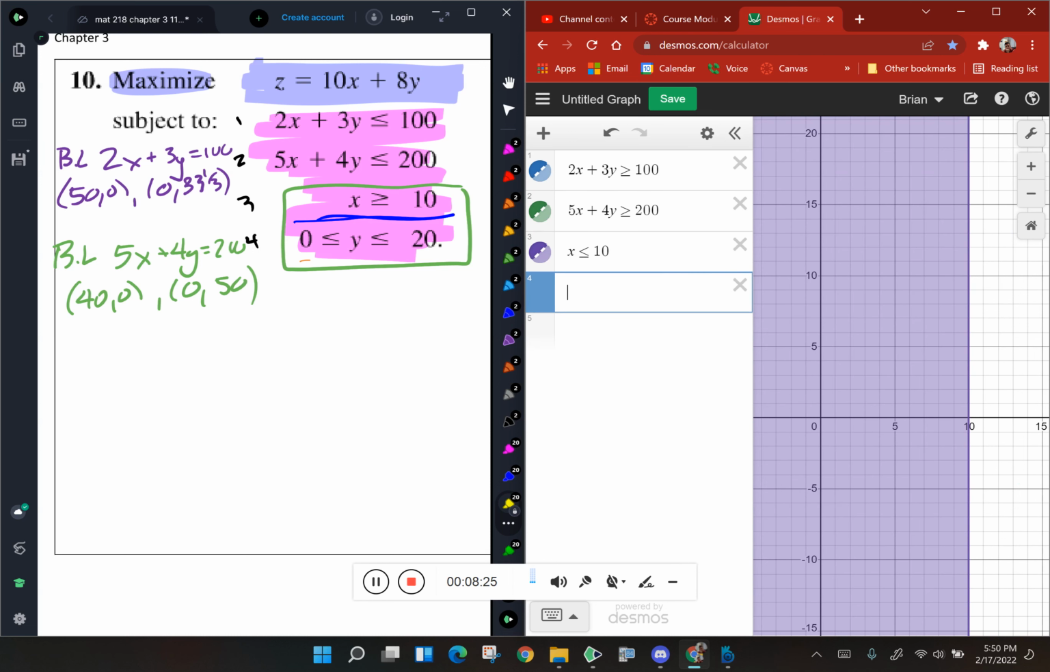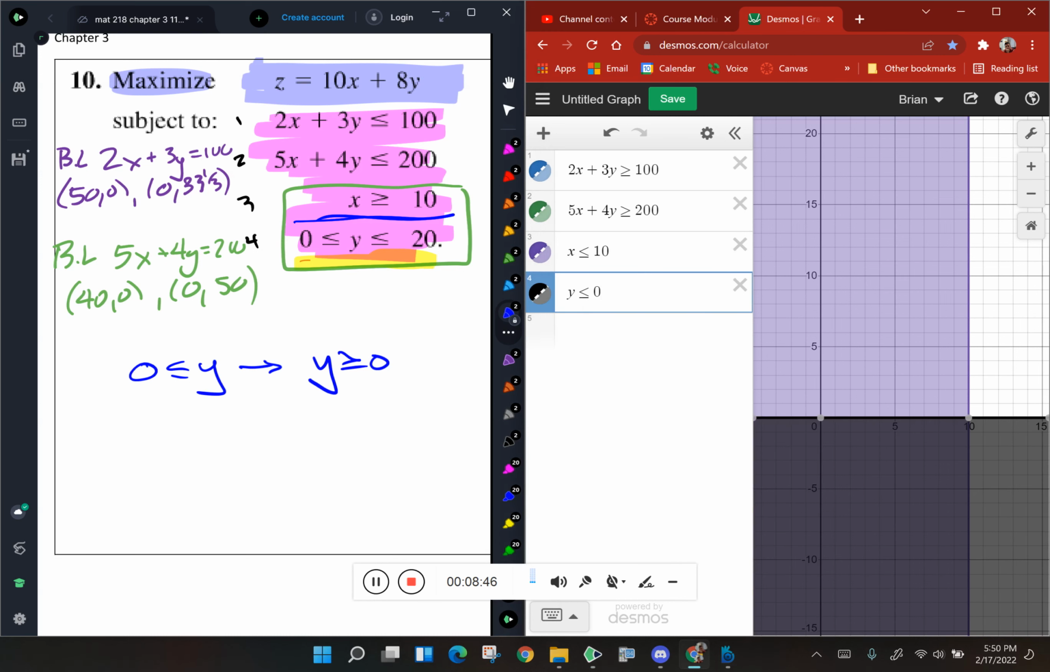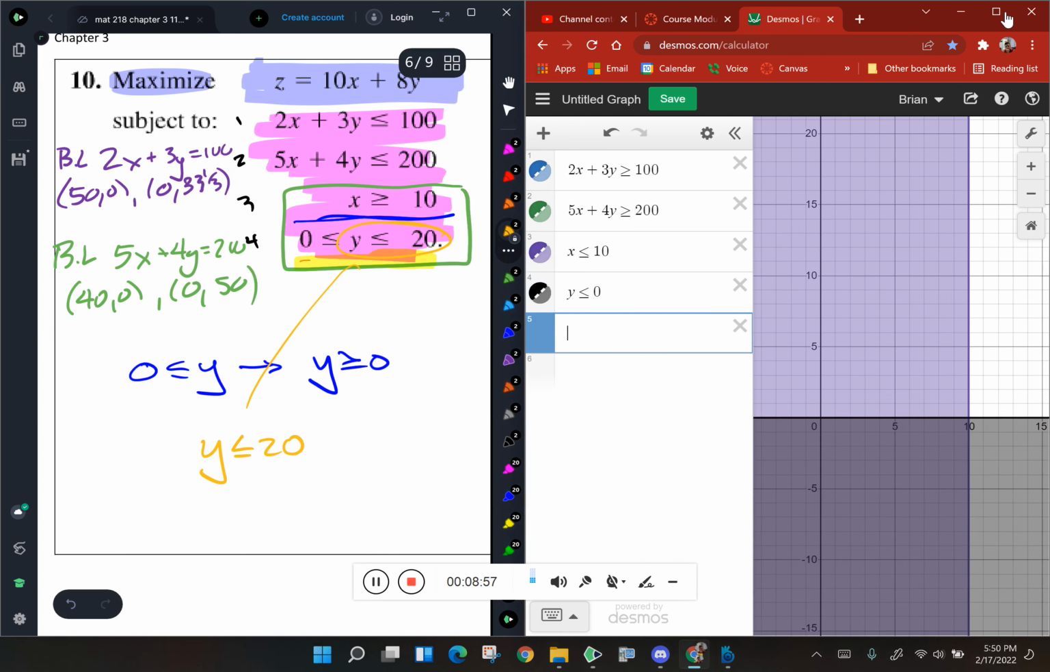Now my fourth inequality, that's a tricky one because I can't just change the direction of those two. I have to see this as two inequalities. One inequality is this, or probably easier to read, y is greater than or equal to 0, which I'll graph over here as y is less than or equal to 0. The other inequality that's hiding in there is the other half, where it says that y is less than or equal to 20, which I'll graph down here as y is greater than or equal to 20.